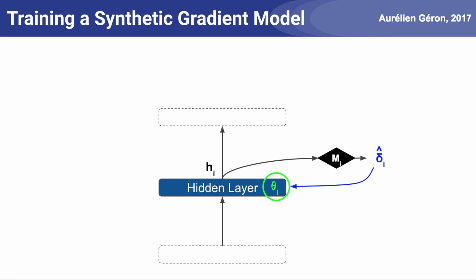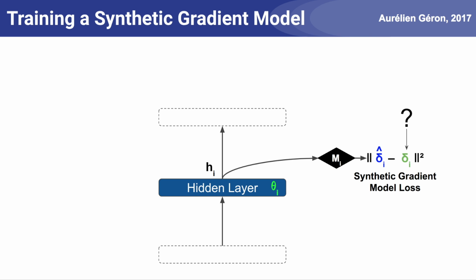We will simply train the synthetic gradient model M_I so that it gradually learns to correctly predict the true gradients delta I. For this, we can just train the synthetic gradient model normally by minimizing a loss function. We can just use regular backpropagation here, nothing fancy. For example, we can minimize the distance between the synthetic gradients and the true gradients, in other words, the L2 norm of their difference, or we can minimize the square of that distance.